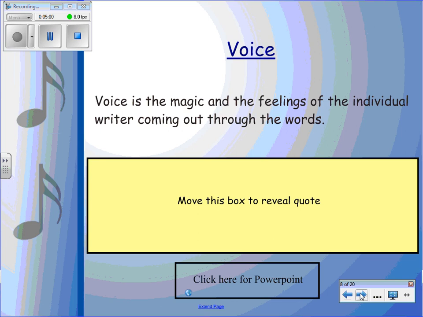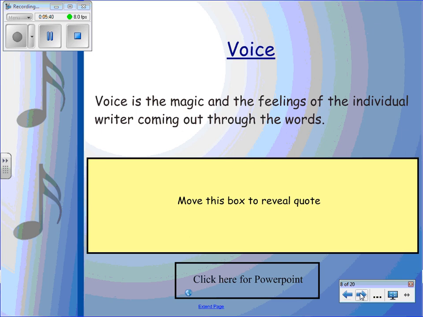Voice. This one's probably the easiest one to conquer, because it's the magic and the feelings that come through you as the writer. Okay? So if you can hear a voice when you're reading something, then the author did their job. But you don't want to have a strong voice for every single piece of writing that you do. If you write a personal narrative, you're going to want your voice to come through your paper. Okay? But if you're writing, let's say, a textbook, you don't want individual voices coming through a textbook, or else it makes it harder for people to understand.